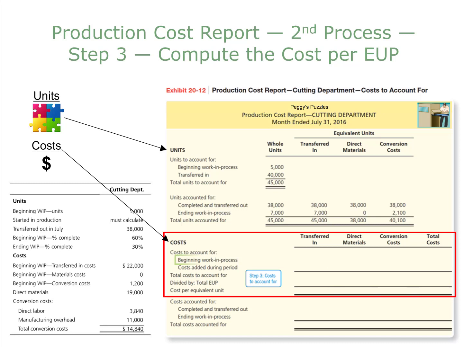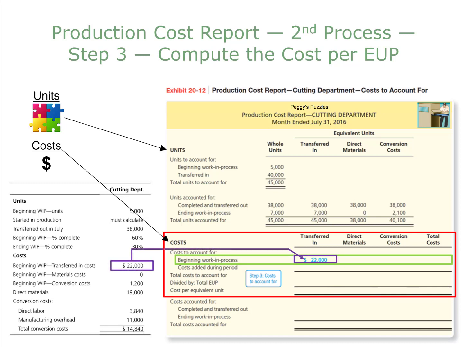Let's start with the beginning work-in-process costs. Remember, these units were the partially complete units at the end of the last period. So they become this period's partially complete units at the beginning of this period. As such, these partially complete units have costs transferred in from the previous process, which we get from the data table. So these units had $22,000 of transferred in costs from the previous department.